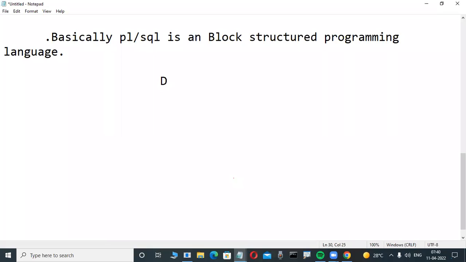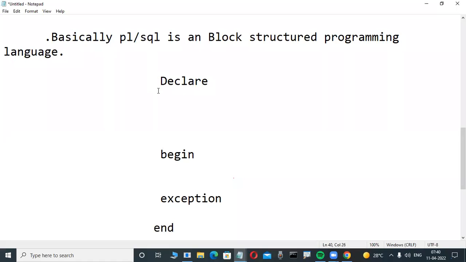Declare is a keyword, not a capital letter or anything. Again, another keyword is there. What does that one mean? Begin is a keyword. Slowly observe here, begin is a keyword. Again, another one: exception is a keyword. Slowly observe here, one by one, like this only. And the last one is what? End is a keyword.